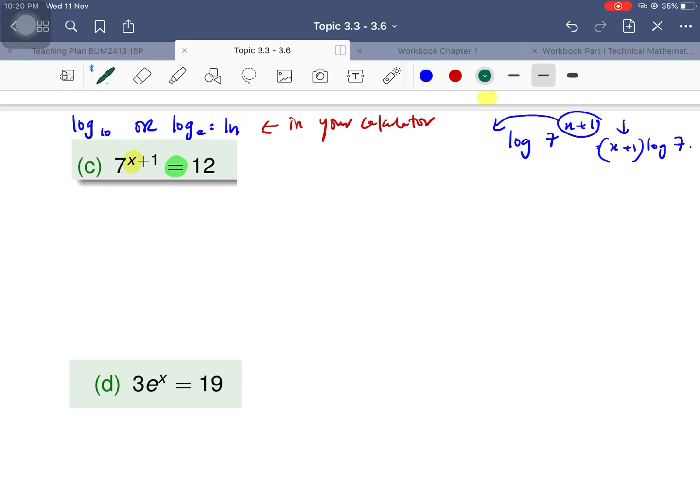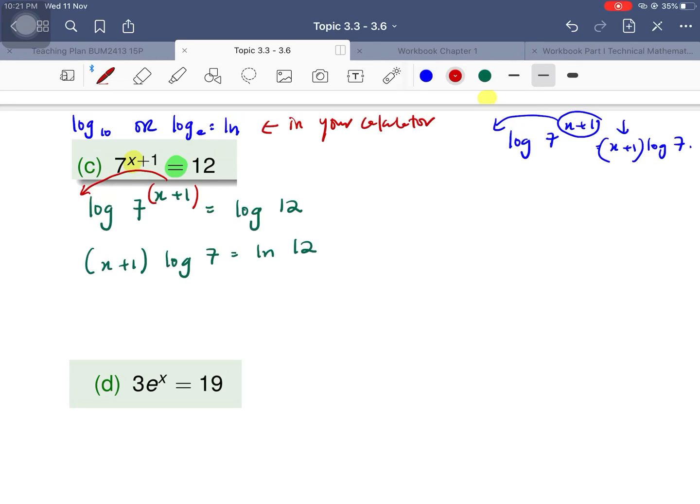Okay, now I'm going to log both sides of the equation. So for example, let's say for this case, I'm going to use log of 10. So I'm going to have log of 7 to the power of x plus 1. So that is going to equal log of 12. Right? So now according to the log property, if I have a power in log form, I can bring that to the front. So that is what I wanted to achieve. So I'm going to have x plus 1, log of 7, that is going to equal log of 12.